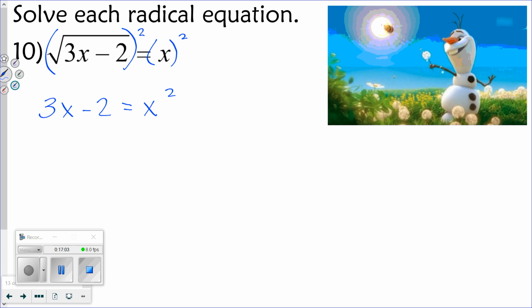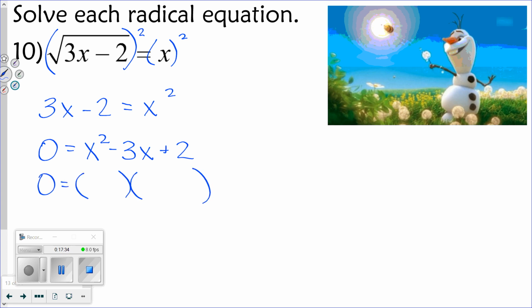Remember, anytime we have an x squared, we have to set it equal to 0 so we can factor it. So we will subtract the 3x over, add the 2 on the other side. You can use the quadratic formula, that'll work, but I think it's faster to factor. If you're good at factoring, it's a lot faster.